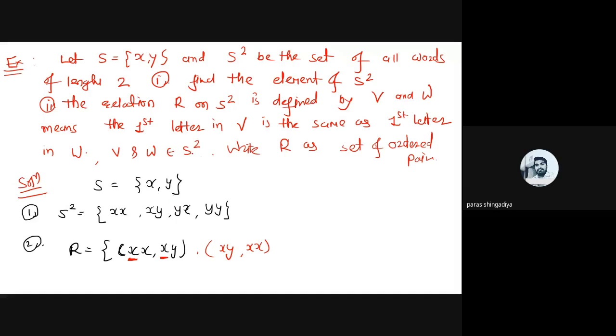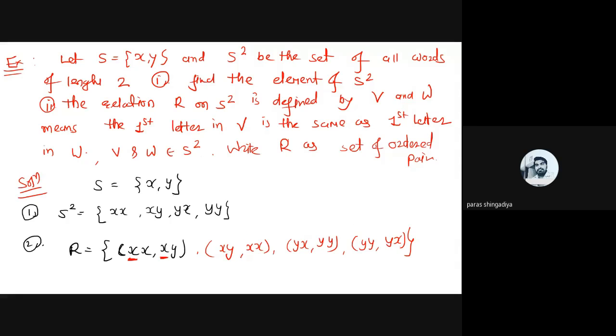x y is a part of S square, and x comma x is a part of S square also, and that is the v and w form. And then, after that, the third I can consider y comma x, and y comma y, clear, where the first letter is the same. And the fourth pair I can consider y comma y and y x, clear. Now these four pairs we can define only.